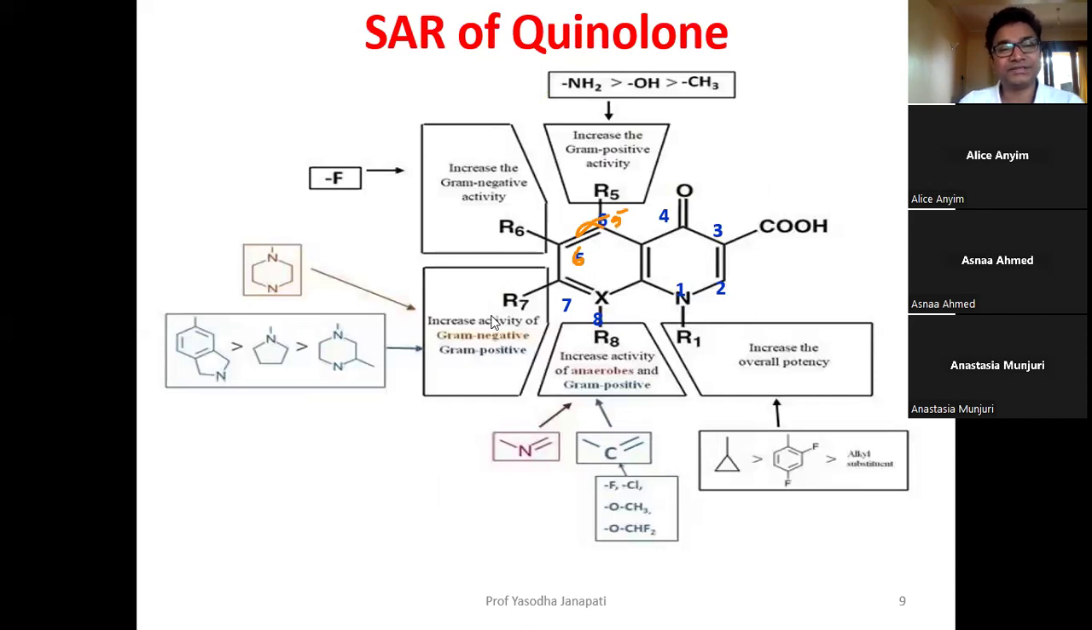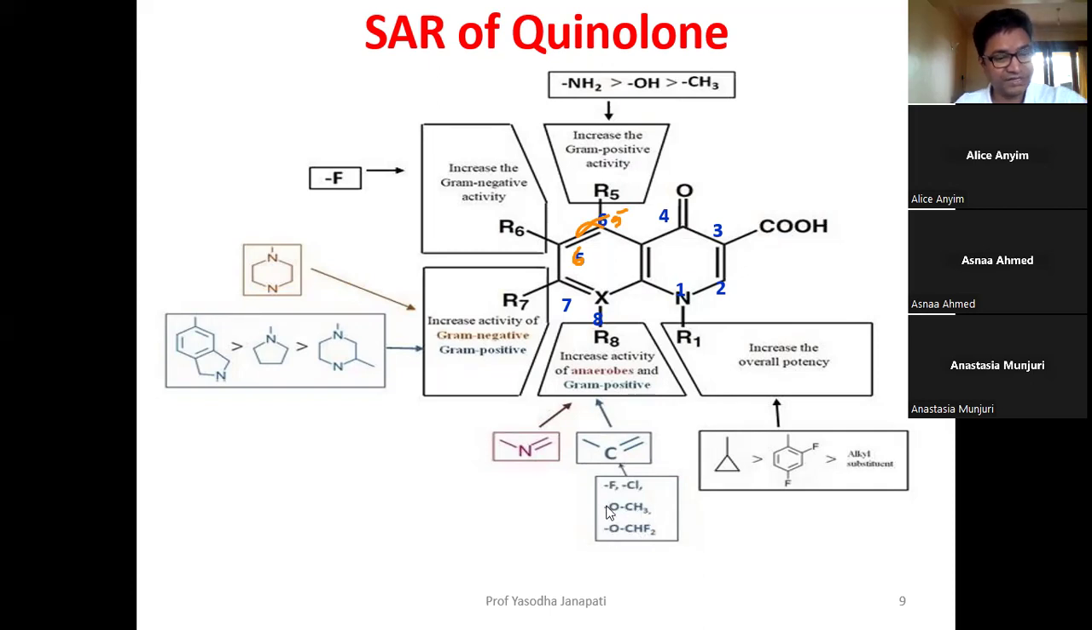Then the 7th position, you can see it increases activity towards gram negative and gram positive. Piperazine, pyrrolidine, and indoline derivatives you can place. Then at the 8th position, at this X, it can be nitrogen. When it is nitrogen, it is called the naphthyridine nucleus. If it is carbon, it is called the quinolone nucleus. When you place carbon, you can change it with fluorine, chlorine, methoxy, or difluoromethoxy group.